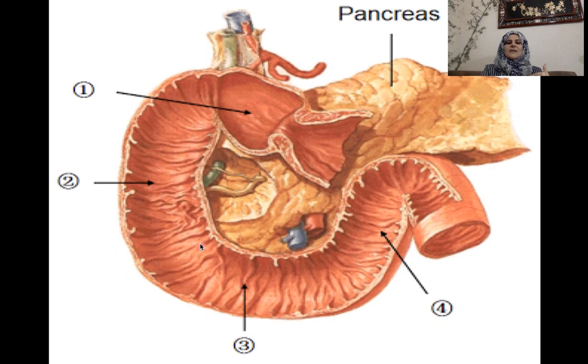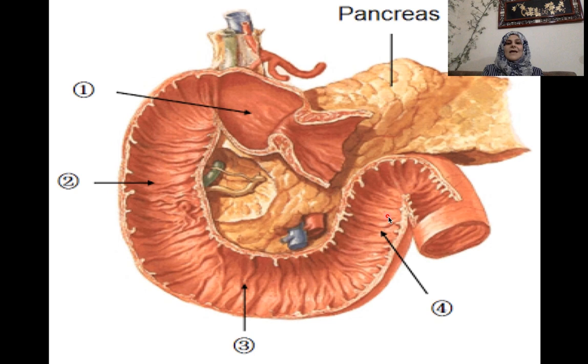The midgut continues, including the jejunum and the ileum, the cecum, and the ascending colon. The right two-thirds of the transverse colon is the midgut, until its junction with the left third of the transverse colon. Here the hindgut starts, which means the descending colon, sigmoid, rectum, and the anal canal. So here we have the three parts: the foregut, midgut, and hindgut.